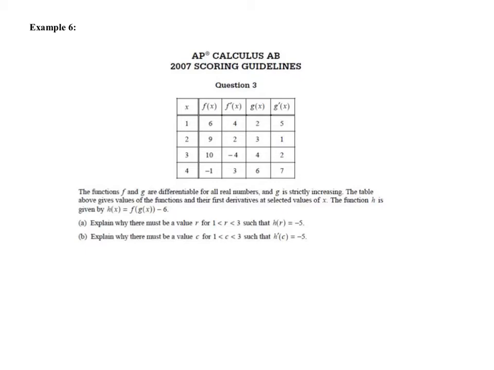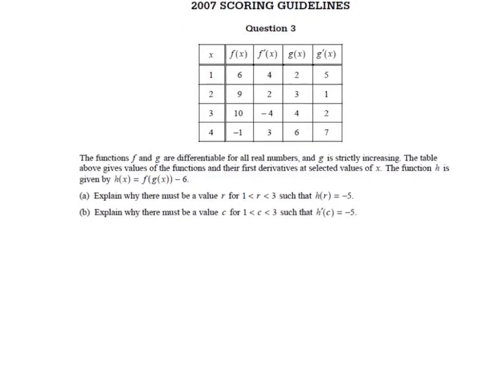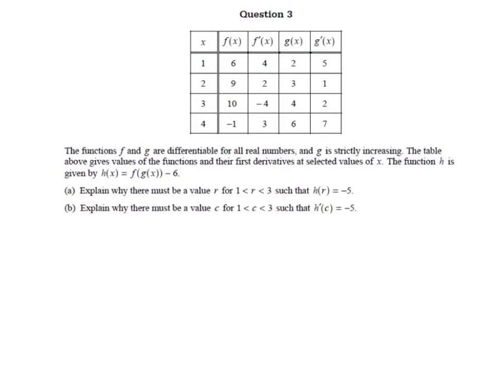So we're going to take a look at part A and B, which, like I said, are two of our important theorems throughout the year. We have all the information in that table. We have the information in the text. We do know that g and f are differentiable, and we know that h of x is made up of g of f of x minus 6. So in part A, it says explain why there must be a value r between 1 and 3 such that h of r is equal to -5.